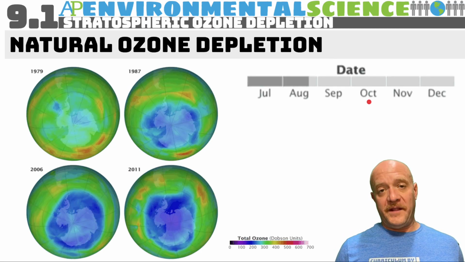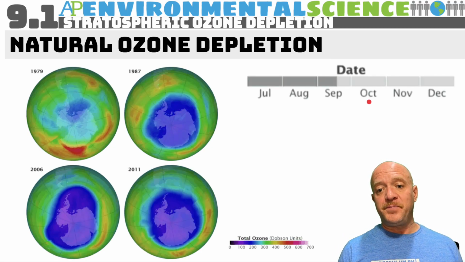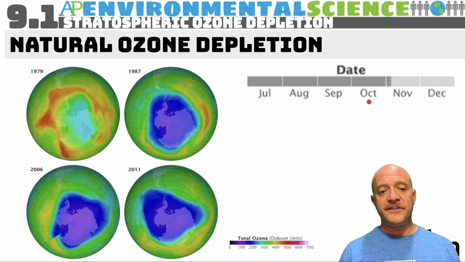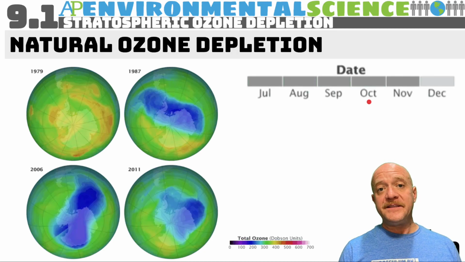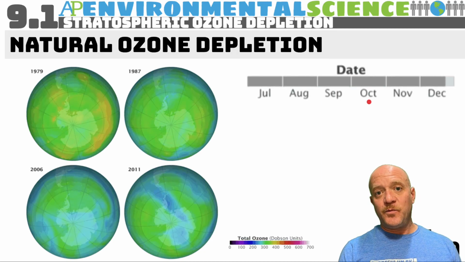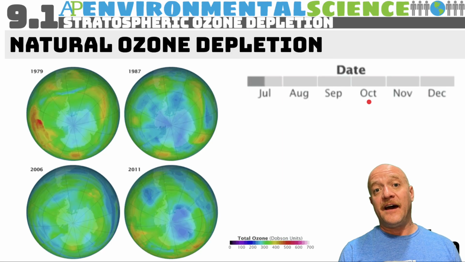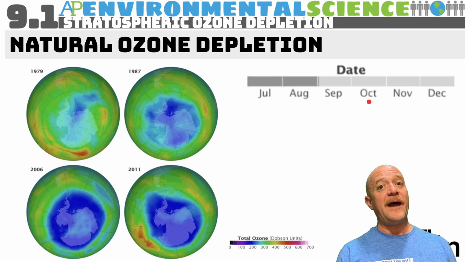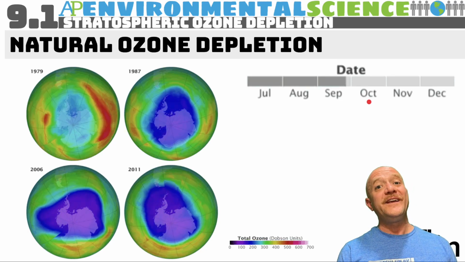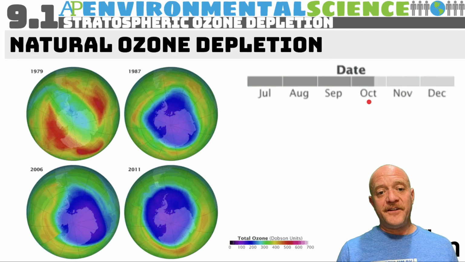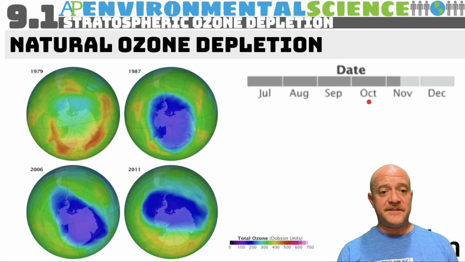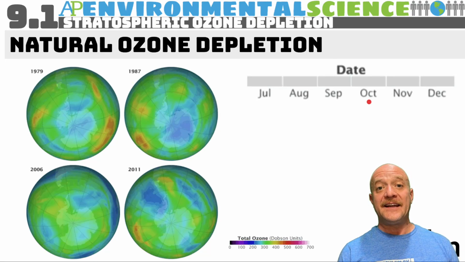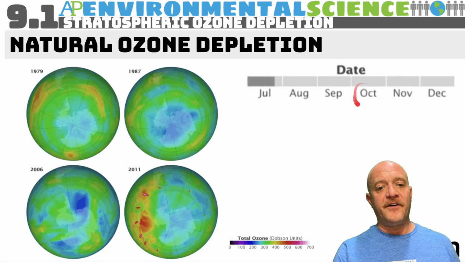So, normally, there is natural ozone depletion in the Antarctic region. High up in the stratosphere you can get stratospheric clouds. I know in previous lessons we said that all the weather happens in the troposphere; this is the only exception. In the stratosphere, we can get different clouds forming, which causes natural ozone depletion during Antarctic spring, around the month of October.